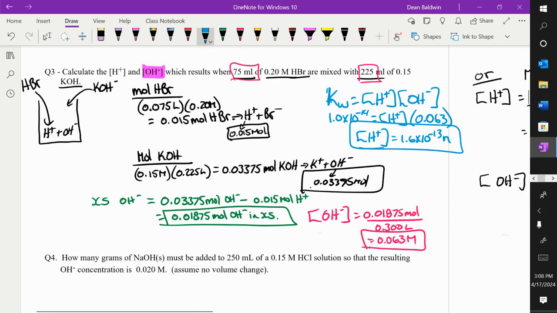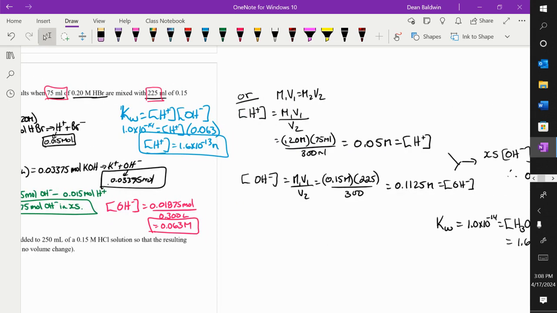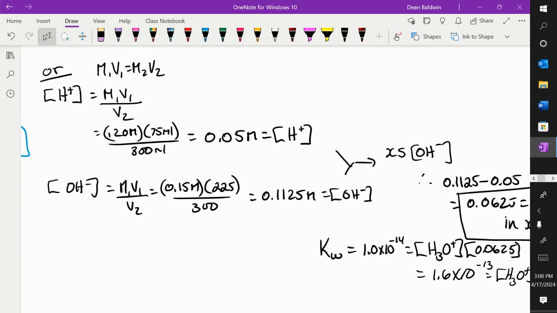Now, you can do it with molarity, all right? And it has its advantages sometimes. There is the question in molarity. So what I did is I went, okay, what's the concentration of H plus? I used the formula M1 V1 equals M2 V2, or M initial V initial equals M final V final, whatever version of it you want, or C for concentration. So the concentration of H plus, because we're doing the dilution, is 0.2 times 75.